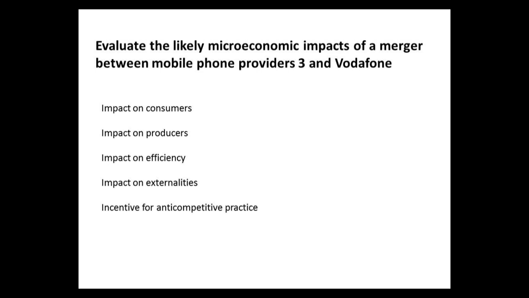If you'd like to have a go trying for yourself, here's an example question for you to try. Evaluate the likely microeconomic impacts of a merger between mobile phone providers 3 and Vodafone. I won't give you the answers, but using that checklist, I think there are 3 strong points with 3 high-level diagrams that you could use as your 3 analysis paragraphs.